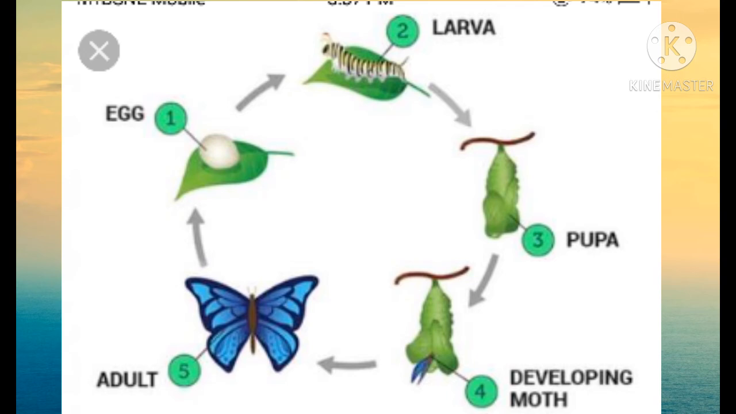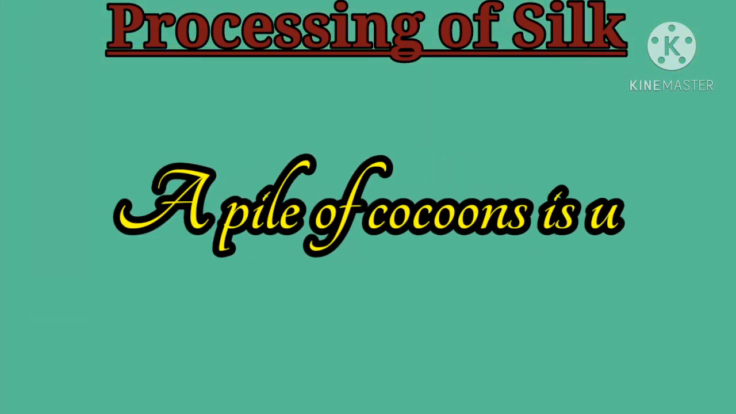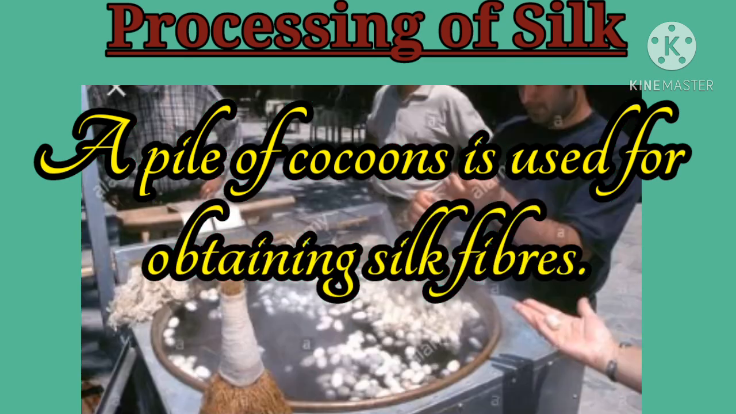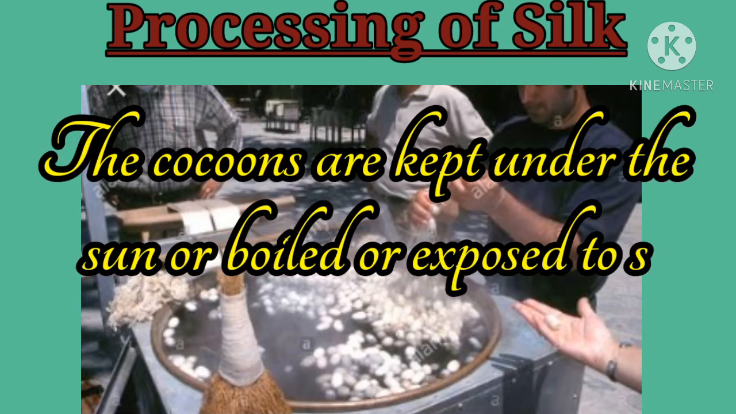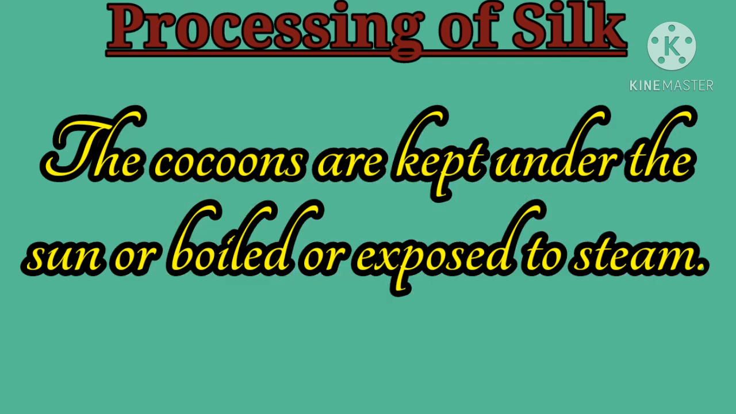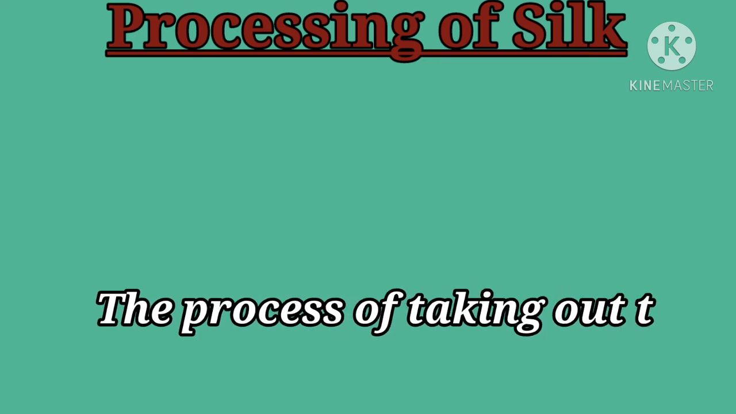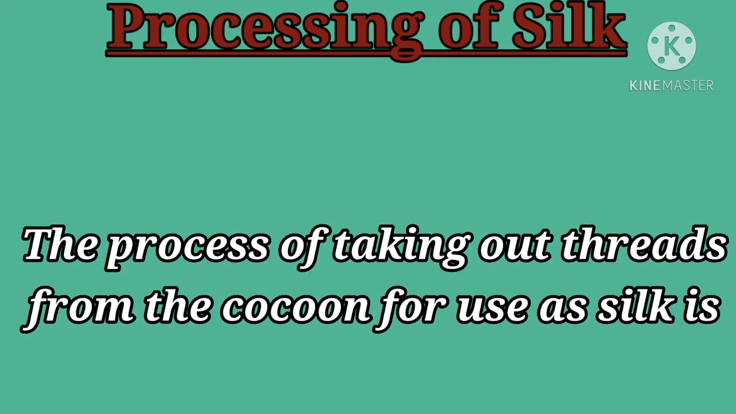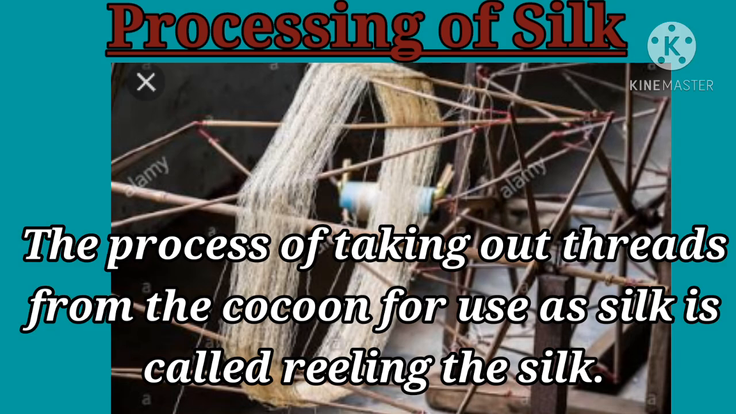Now, my dear students, let us learn about the processing of silk. A pile of cocoons is used for obtaining silk fibers. The cocoons are kept under the sun or boiled or exposed to steam. The silk fibers separate out. The process of taking out threads from the cocoons for use as silk is called reeling the silk. What do you mean by reeling the silk? The process of taking out threads from the cocoon for use as silk is called reeling the silk.